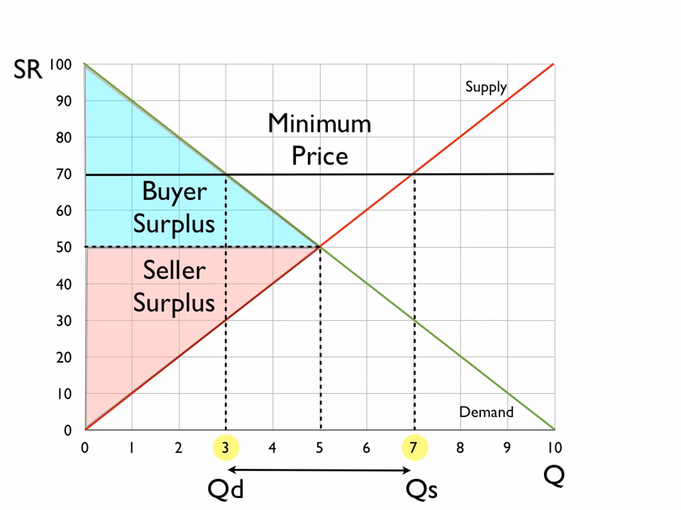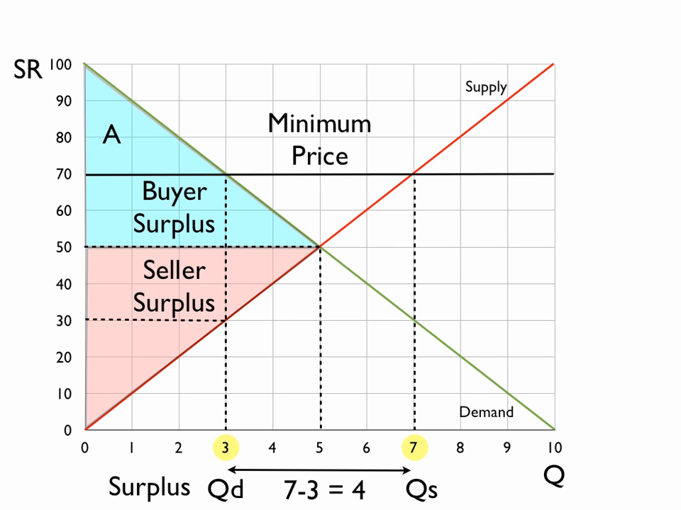The difference between those two is actually a surplus, because quantity supplied significantly exceeds quantity demanded. So we have this surplus. The actual surplus would be 7 supplied minus 3 demanded, or a surplus of 4 units.